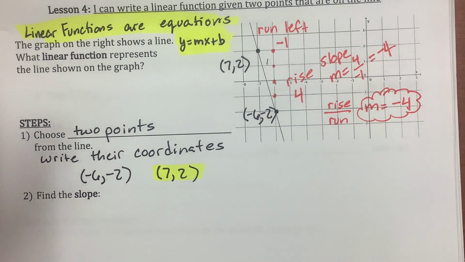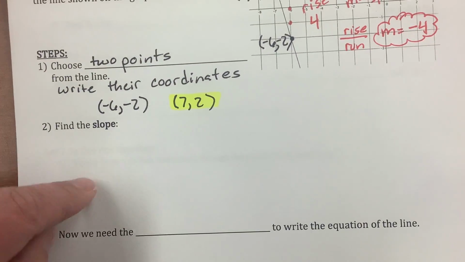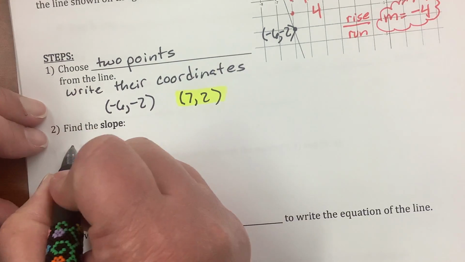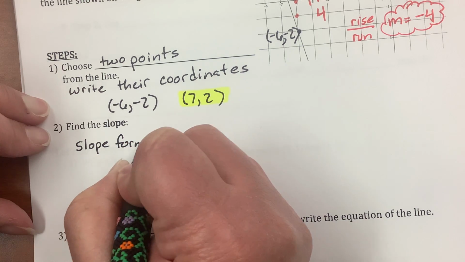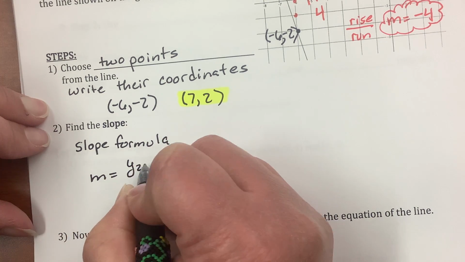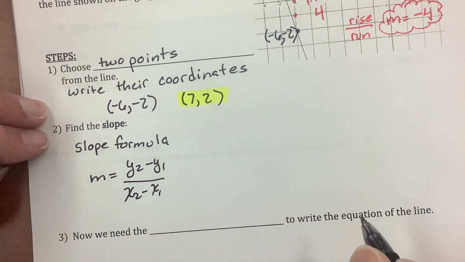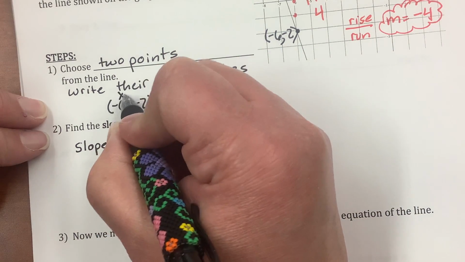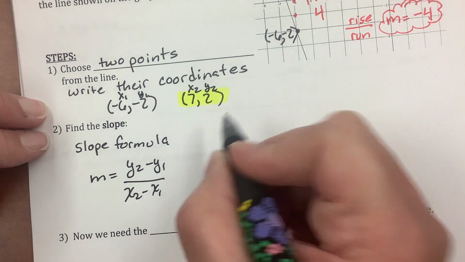You remember the slope formula? It was all the way back on page 15. Slope formula: m equals y2 minus y1 over x2 minus x1. So let's label these: we'll call this x1 and y1 and x2 and y2. And now substitute.